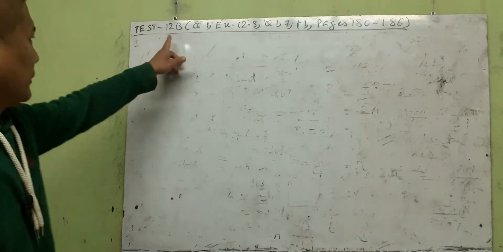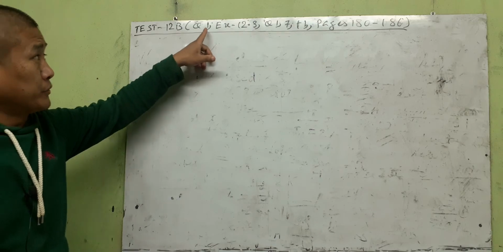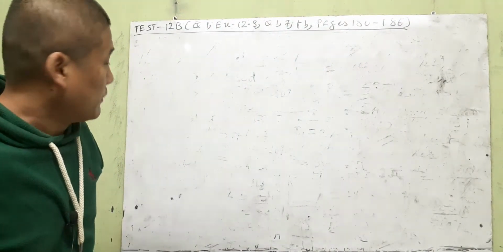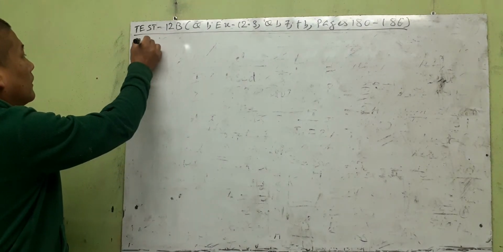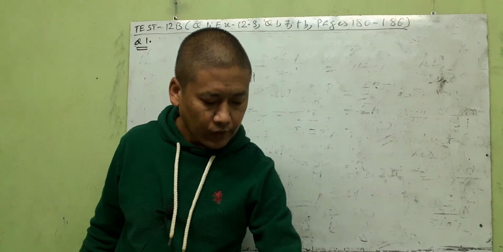So this is TEST-12B, class 9 science. Okay, chapter 12, starting with question 1, go to page 180. Let me read the question for us. Question number 1. Okay, look there into your textbook.